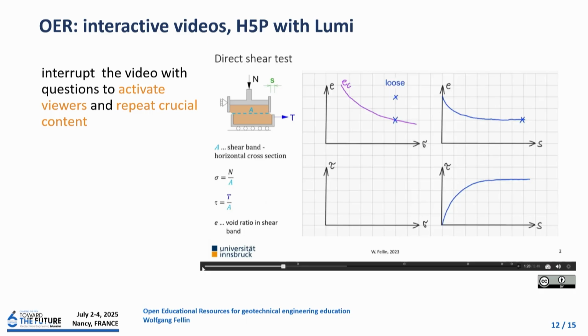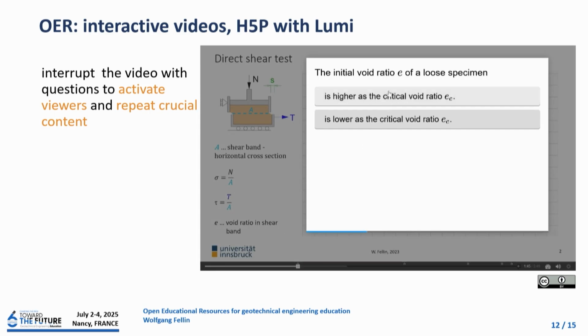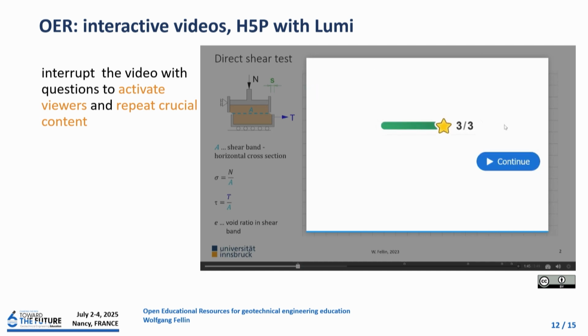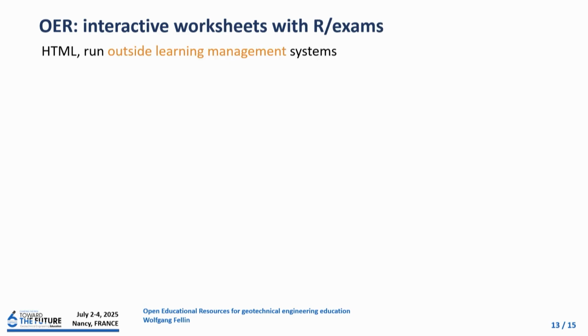For example, we stop here before showing the evolution of the void ratio towards the critical one, and then ask if the initial void ratio was higher or lower than the critical one, if the void ratio decreases or increases during shearing, and if the shear stress reaches a peak or not during shearing. And only if all three answers are answered correct, the viewers can continue watching the video.